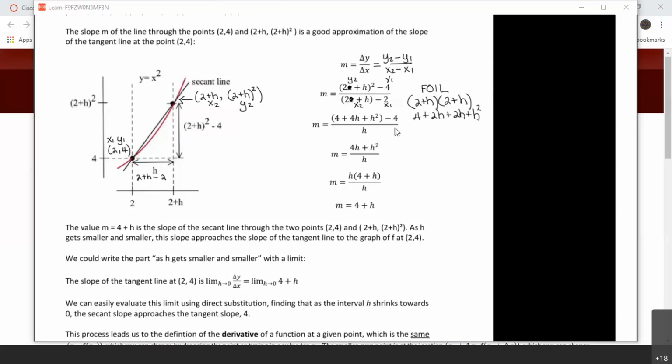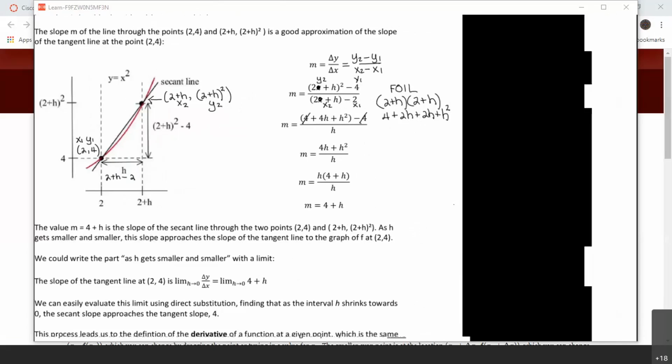So let's take a look at your numerator. You see you've got a positive 4 here and a negative 4 here. Those are going to cancel out, and you're going to be left with the 4h plus h squared in the numerator. Everybody's comfortable, I guess, with 2 plus h minus 2. The 2's cancel out, and I'm left with the h downstairs.